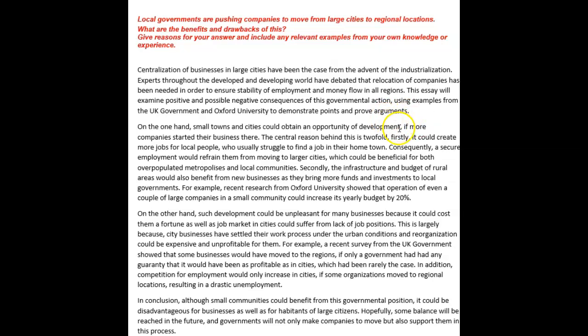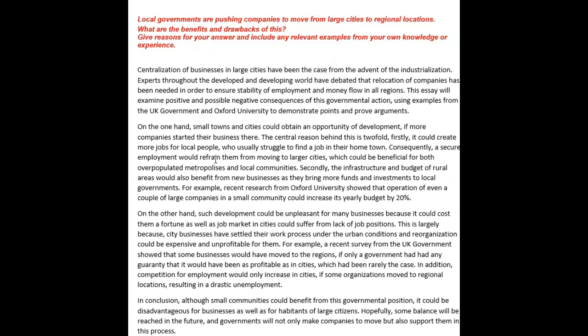You don't need a comma here. The central reason behind this is twofold. Firstly, it could create more jobs for local people who usually struggle to find a job in their hometown. Consequently, a secure employment would prevent them, or maybe would keep them from moving to larger cities, which could be beneficial for both overpopulated metropolises and local communities. Secondly, the infrastructure and budget for rural areas would also benefit from new businesses as they bring more funds and investments to local governments.